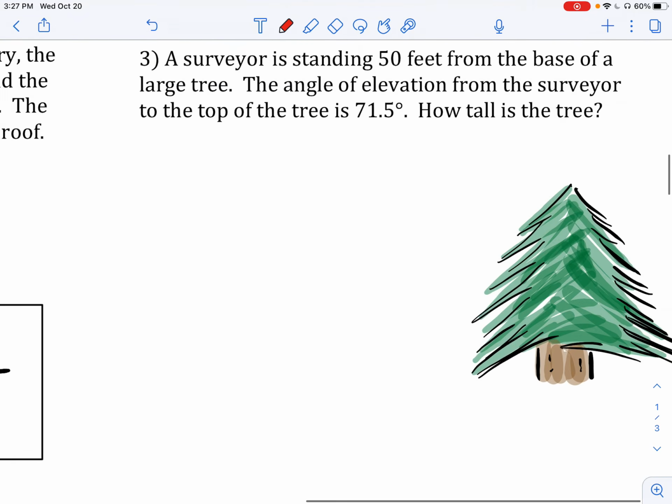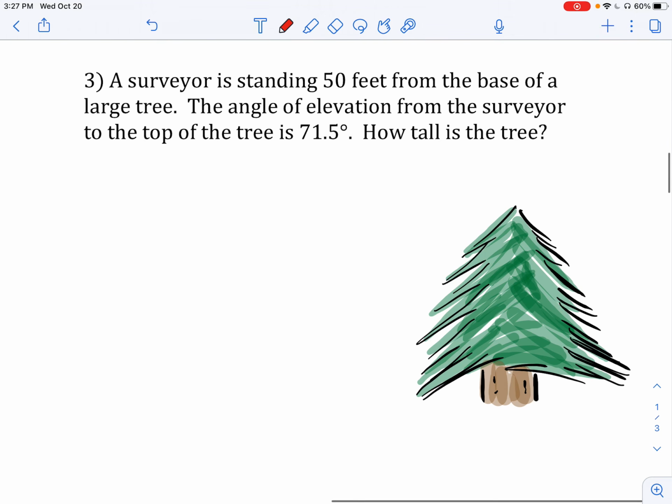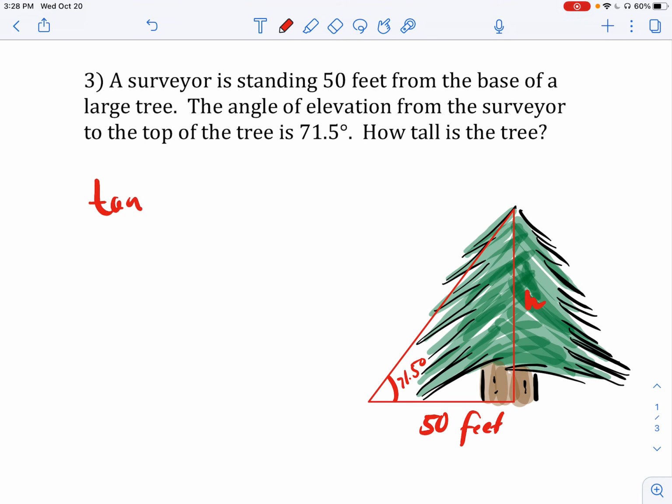All right, final question. Go ahead and pause the video and give this one a go. And hopefully you're appreciating the tree that I've drawn there. If I draw a distance of 50 feet from the base of the tree, and I know that my angle of elevation here is 71.5 degrees, and I'm trying to find the height of the tree, it would make the most sense to use tangent.